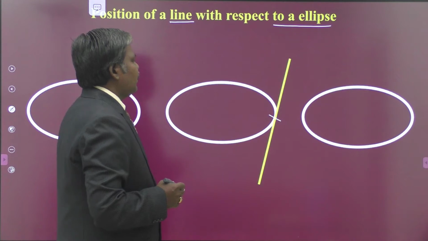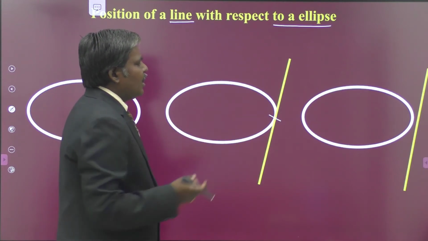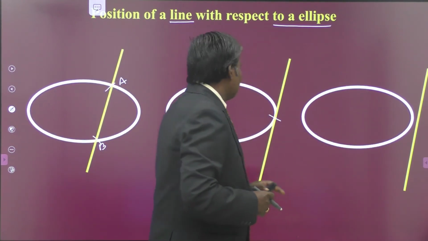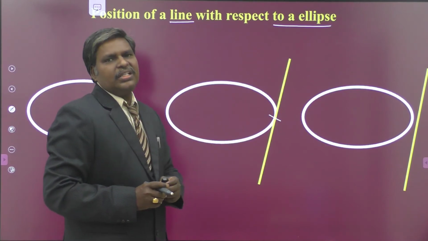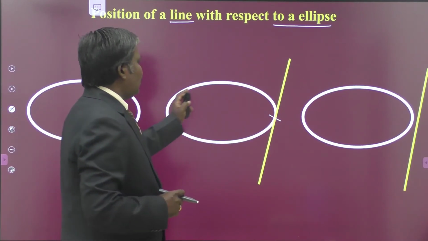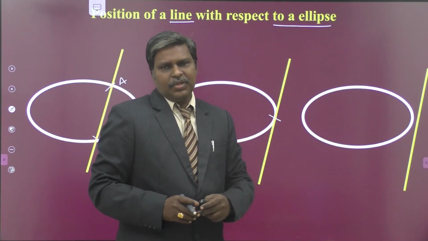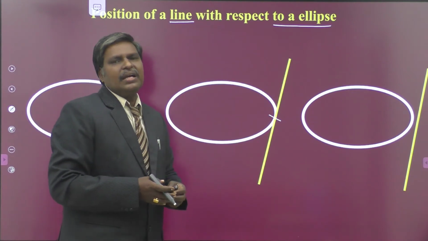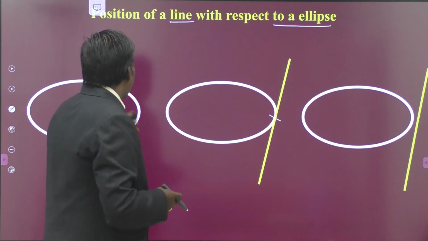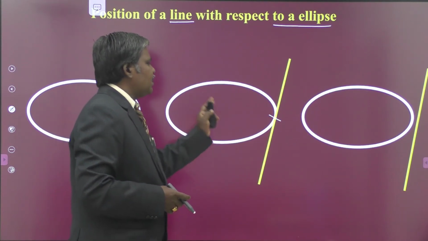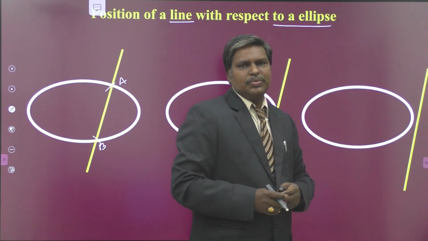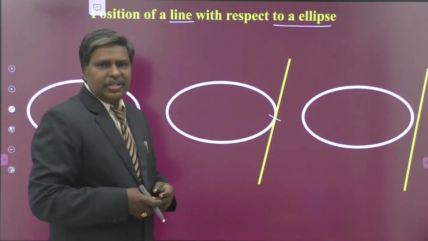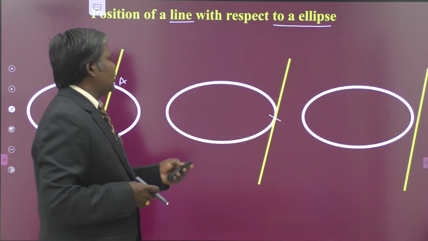Now, this is the third case. In this case, the line is completely outside the ellipse, so the line neither touches nor intersects the ellipse. These are the only 3 possibilities: it may intersect, touch, or be completely outside. Now, my intention is to find when it intersects, when it touches, and when it is completely outside our ellipse. From that we can conclude the conditions and we will develop the subject. These are the 3 possibilities, my dears.